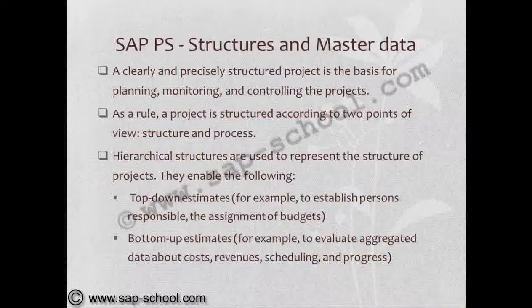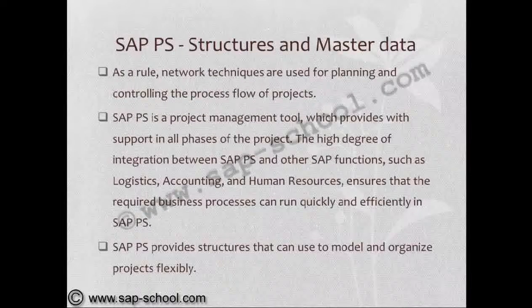As a rule, a project is structured according to two points of view: structure and process. Hierarchical structures are used to represent the structure of projects. They enable the following: top-down estimates, for example, to establish persons responsible and the assignment of budgets; bottom-up estimates, for example, to evaluate aggregated data about costs, revenues, scheduling, and progress. As a rule, network techniques are used for planning and controlling the process flow of projects.